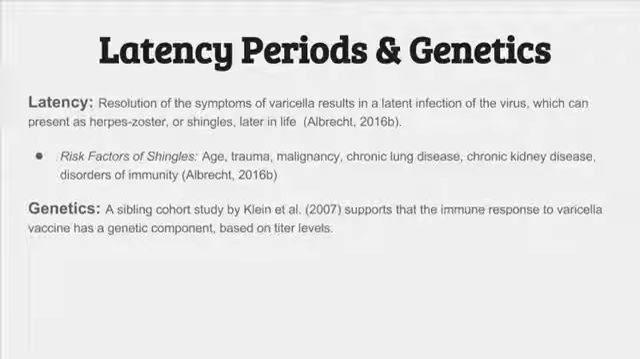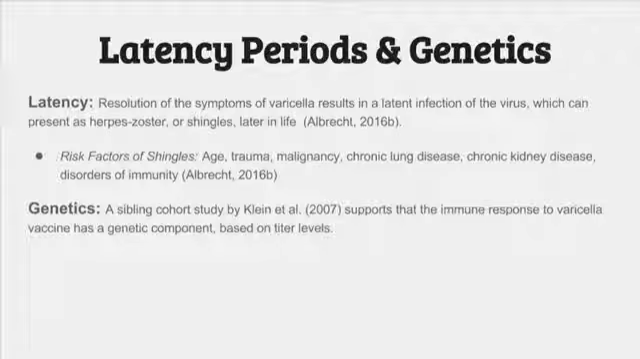Resolution of the symptoms of varicella illness results in a latent infection of the virus, which can present as herpes zoster, or shingles, a painful unilateral vesicular rash of the dermatomes, occurring later in life. This occurs because the virus stays dormant in the dorsal root ganglia and becomes reactivated. Risk factors of developing shingles include age, trauma, malignancy, chronic lung disease, chronic kidney disease, and disorders of the immunity.